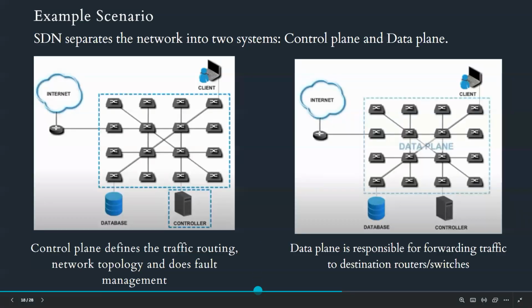With regard to the SDN architecture, as I said before, the control plane is separated from the data plane. The SDN technology basically separates the network into two systems, control plane and data plane. The control plane is centralized in the controller. The data plane lies at each of the devices individually. So the controller will have an idea about the entire network topology and will know about the different conditions of each of the devices in the network.